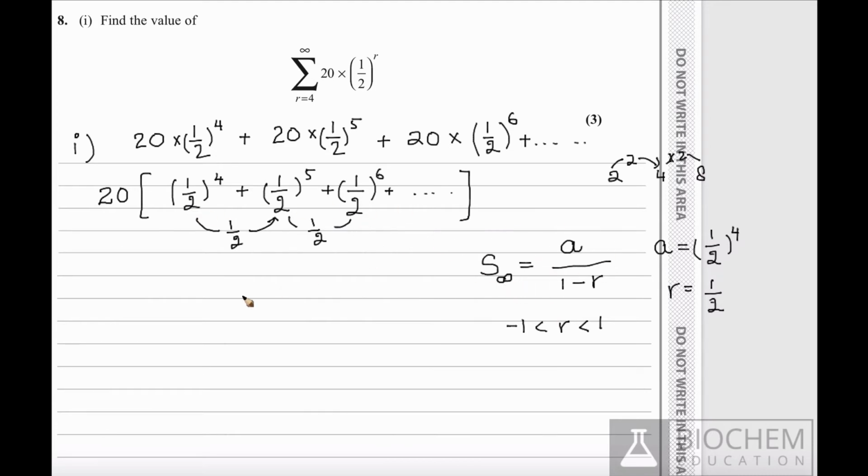So applying this formula, we will have 20 brackets open. A is half to the power of 4, divided by 1 minus r, 1 minus half. We can plug this value into the calculator and we will get our answer to be 20 times 0.125. And 20 times 0.125 is 2.5 as our final answer.